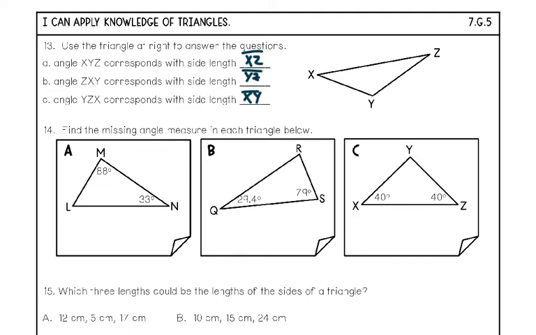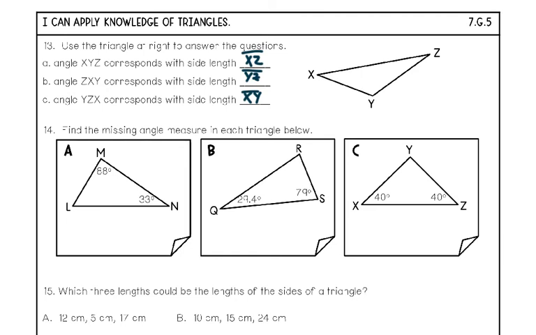For number 14, on A, B, and C, I need to know the triangle sum theorem. The triangle sum theorem tells me that all of the interior angles of any given triangle have to add up to be 180 degrees in total. So if I have two parts of the puzzle, I can take those off of 180 to find that missing angle. So that's what I'm going to do.